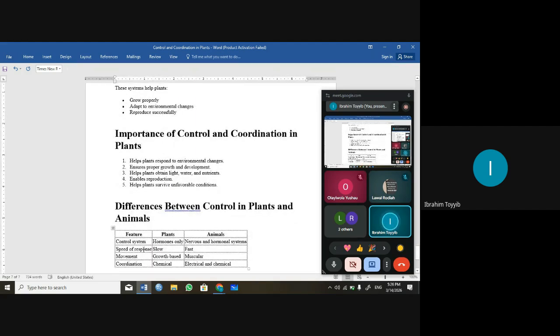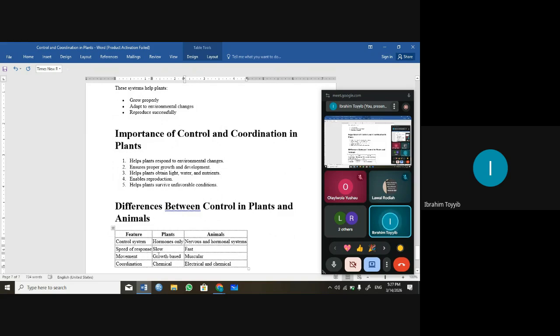And this is the difference between control in plants and animals. The control system in plants is only hormones. There is no nervous system. A plant does not have a brain, does not have nerve cells. In animals, we have both the nervous and hormonal systems that control coordination.